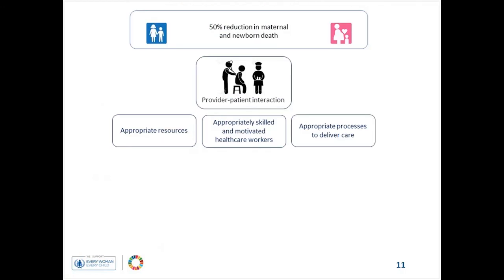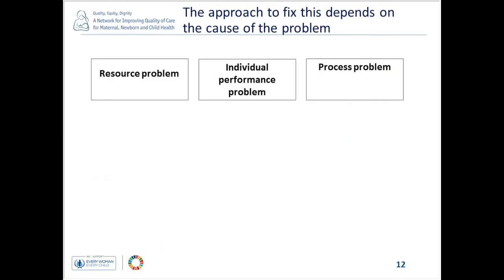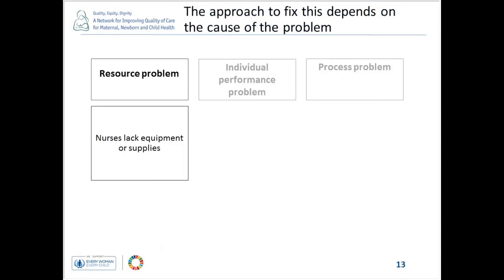This is a good place to start. You know, we want to find out if the problem is related to appropriate resources, skilled and motivated health workers, or to the processes of care. And all of those are possibilities, but they would require different interventions. So if the problem is a resource problem, you know, the nurses lack equipment or supplies, then the right approaches would be to provide the resources or to use some financing approach so that people can get the resources themselves.